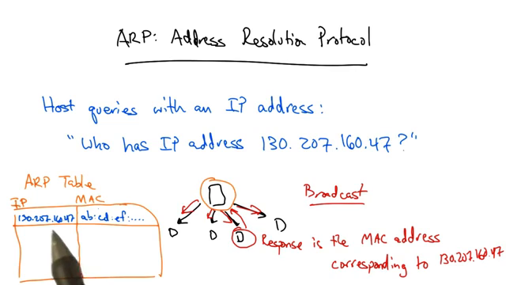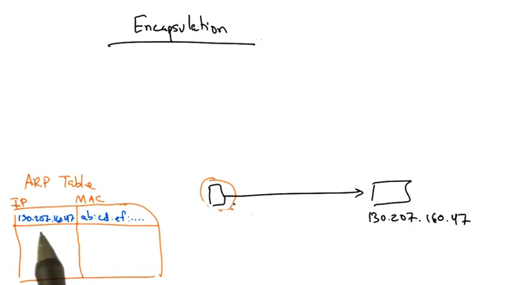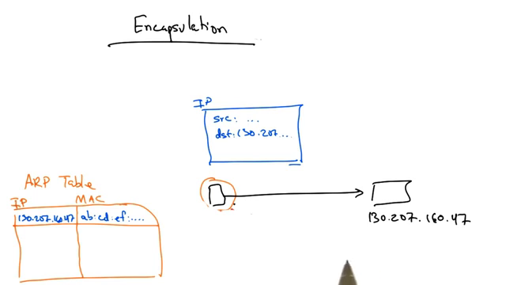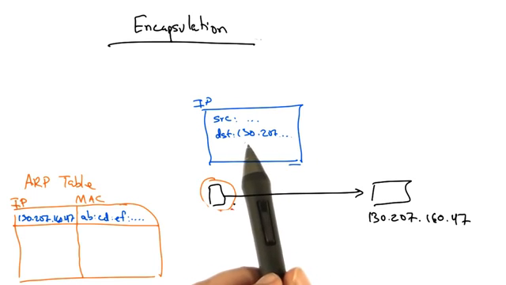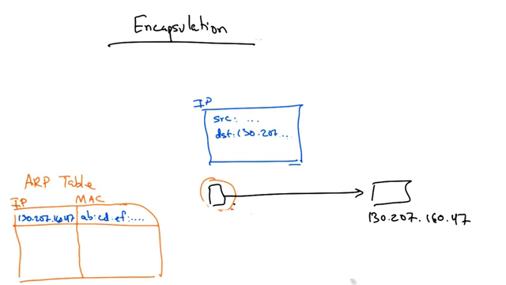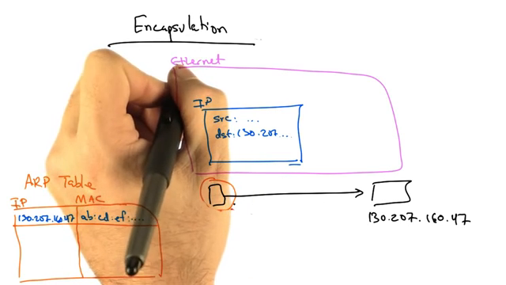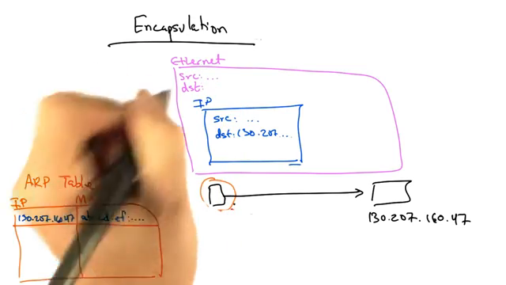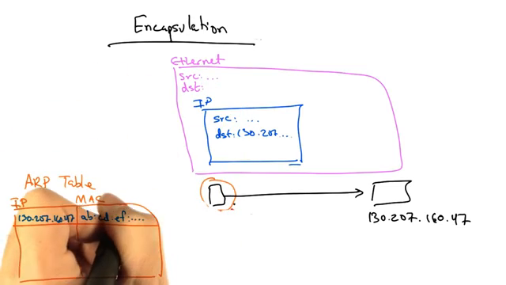Let's now take a look at what the host does with this information. When the host wants to send a packet to the destination with a particular IP address, it takes that IP packet and encapsulates it in an Ethernet frame with the corresponding destination MAC address. Essentially, it puts that IP packet inside of an Ethernet frame. So before it sends the IP packet with that destination IP address, it first puts the packet inside a larger Ethernet frame with its own source MAC address and the destination MAC address from its local ARP table.